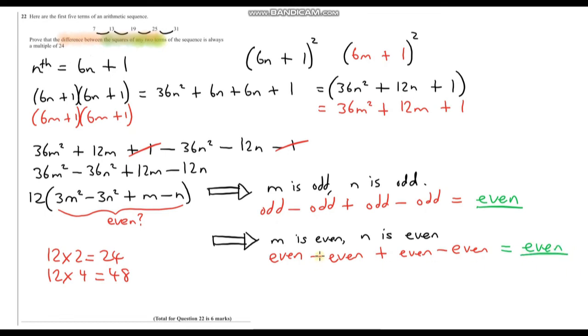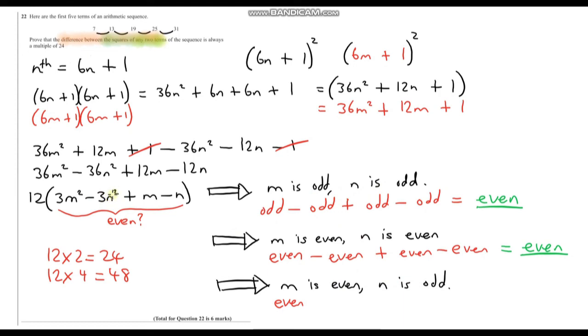And now the last scenario is if they're different. So if m is odd and n is even, or vice versa. It doesn't matter which way round they are. So let's just say m is even and n is odd. We only need to check one scenario. So first of all, if m is even, this first part is going to be even. This second part, if n is odd, is going to be odd.